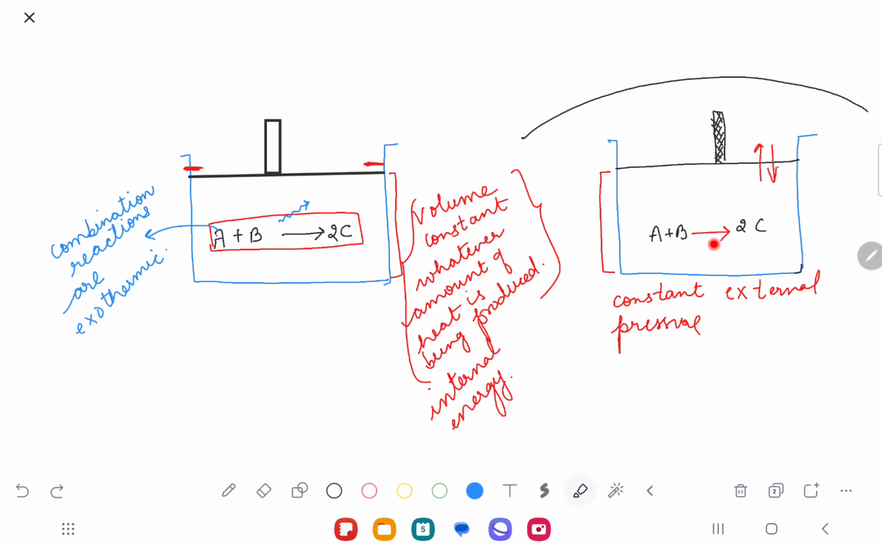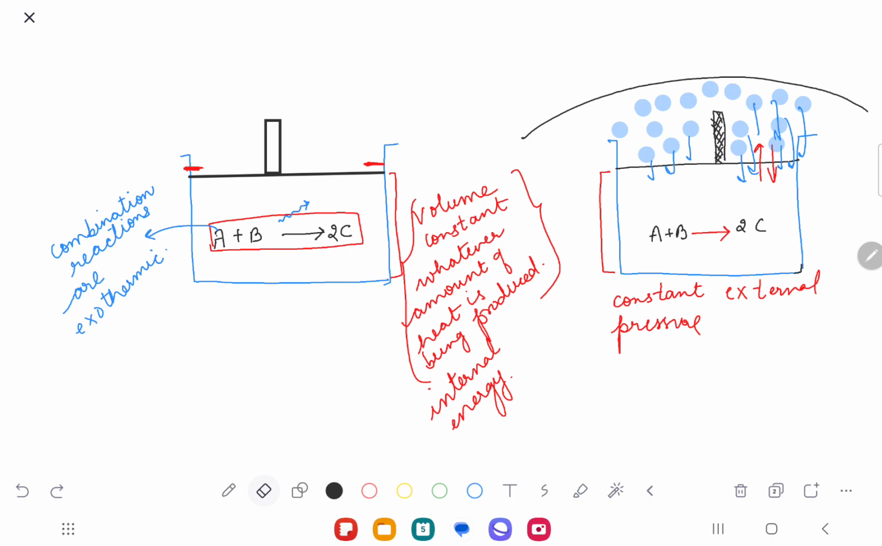Are you understanding? The external atmospheric pressure shall remain constant, and under those conditions, the reaction is taking place. And they are continuously pushing it downwards, and the reaction is happening against this atmospheric pressure. Are you understanding my point? Right? So, this is the concept.